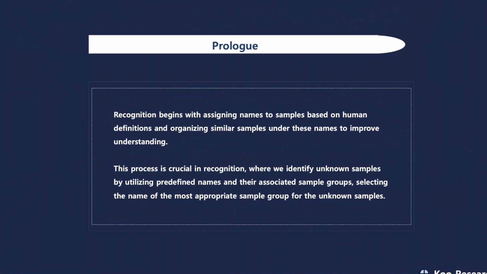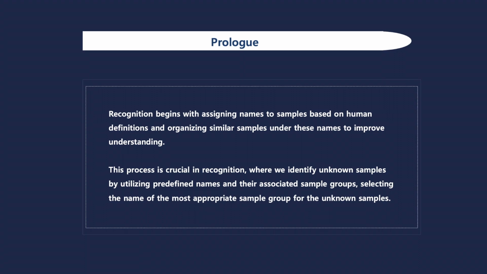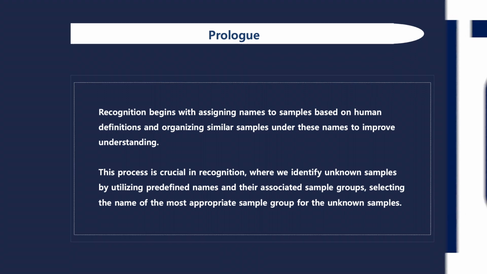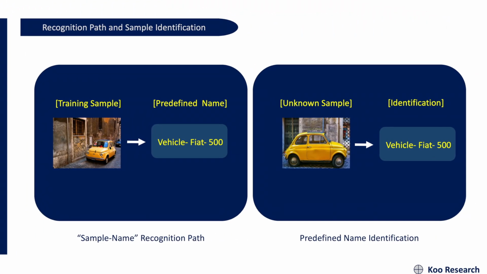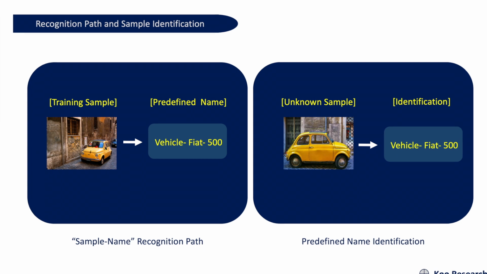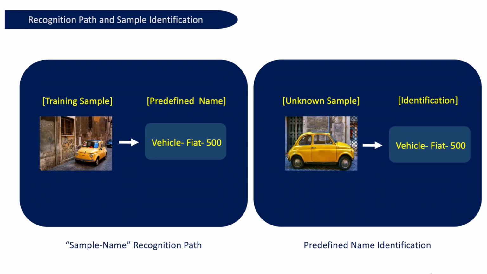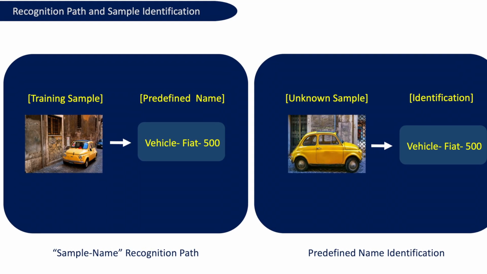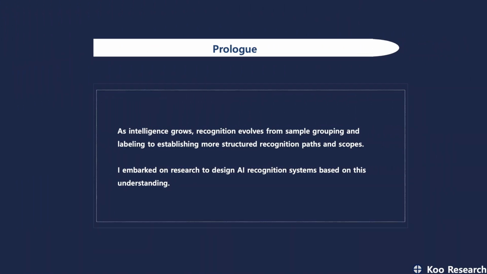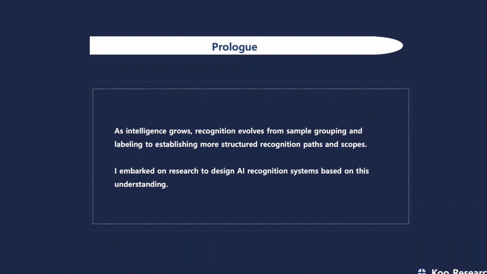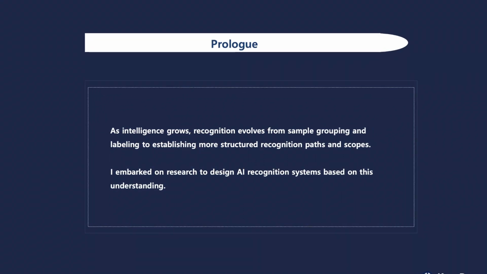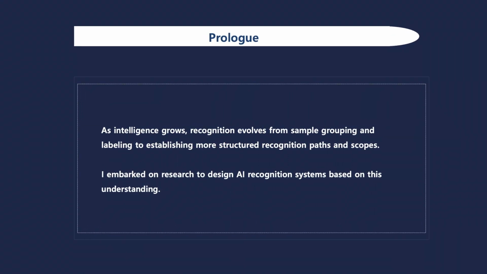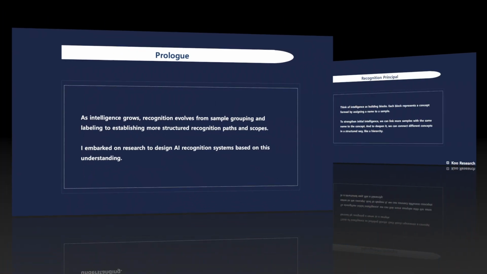Recognition begins with assigning names to samples based on human definitions and organizing similar samples under these names to improve understanding. This process is crucial in recognition, where we identify unknown samples by utilizing predefined names and their associated sample groups, selecting the name of the most appropriate sample group for the unknown samples. As intelligence grows, recognition evolves from sample grouping and labeling to establishing more structured recognition paths and scopes. I embarked on research to design AI recognition systems based on this understanding.